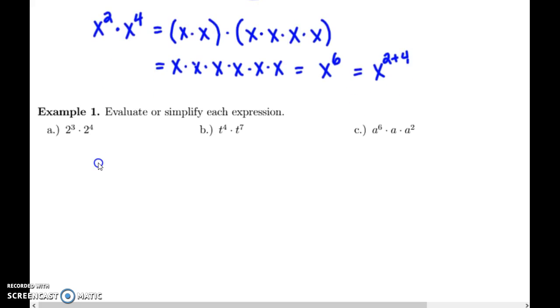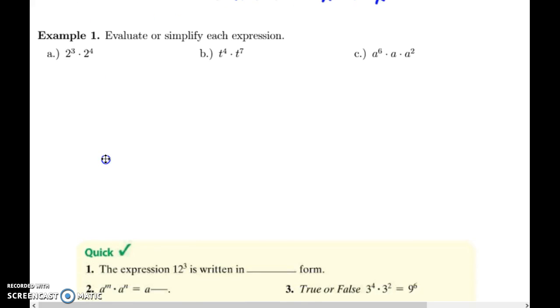So for example 1, we're going to do this the shortcut way. You can think of this little product rule for exponents as a shortcut. Part A, 2 to the third times 2 to the fourth. We now know that we can write this as 2 to the 3 plus 4, which you could probably do in your head, and write 2 to the 7th. If you have your calculator, you could put 2 to the 7th in and get that it is 128. Of course, you could have put 2 to the third and gotten 8, and 2 to the fourth and gotten 16, and multiplied them together to get your 128. But we're just practicing with this rule.